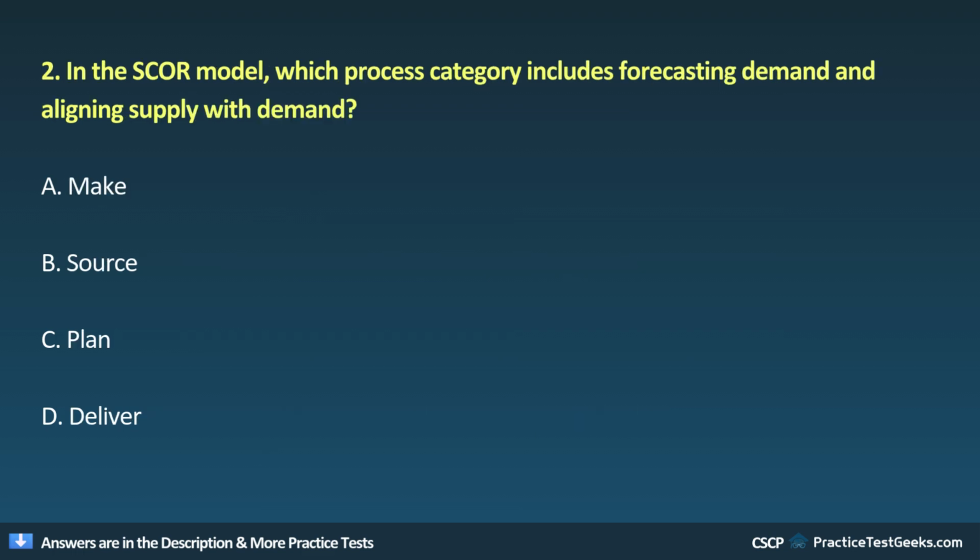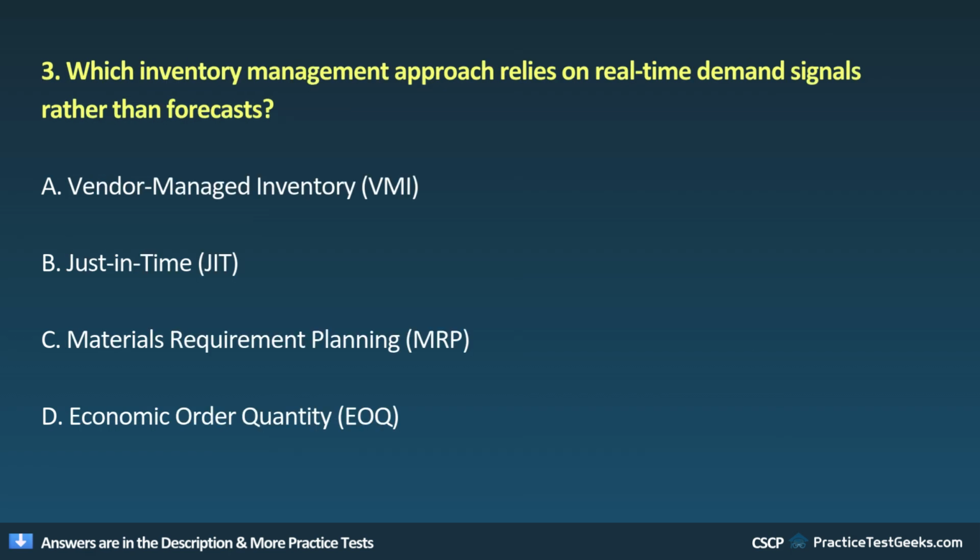2. In the SCOR model, which process category includes forecasting demand and aligning supply with demand? A. Make. B. Source. C. Plan. D. Deliver. 3. Which inventory management approach relies on real-time demand signals rather than forecasts? A. Vendor-managed inventory, VMI. B. Just-in-time, JIT. C. Materials requirement planning, MRP. D. Economic order quantity, EOQ.